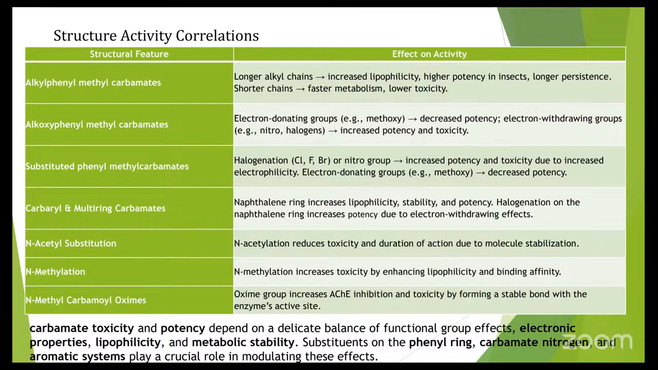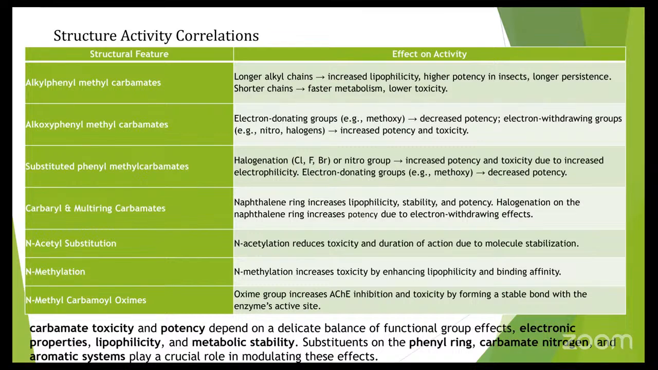The substituted phenyl methyl carbamates. So here halogenation with chlorine, fluorine, bromine, or nitro groups increases the potency and toxicity due to increased electrophilicity. Electron donating groups like methoxy decrease the potency. Carbaryl and multi-ring carbamates, where the naphthalene ring increases lipophilicity, stability, and potency. Halogenation on the naphthalene ring increases potency due to electron withdrawing effects.